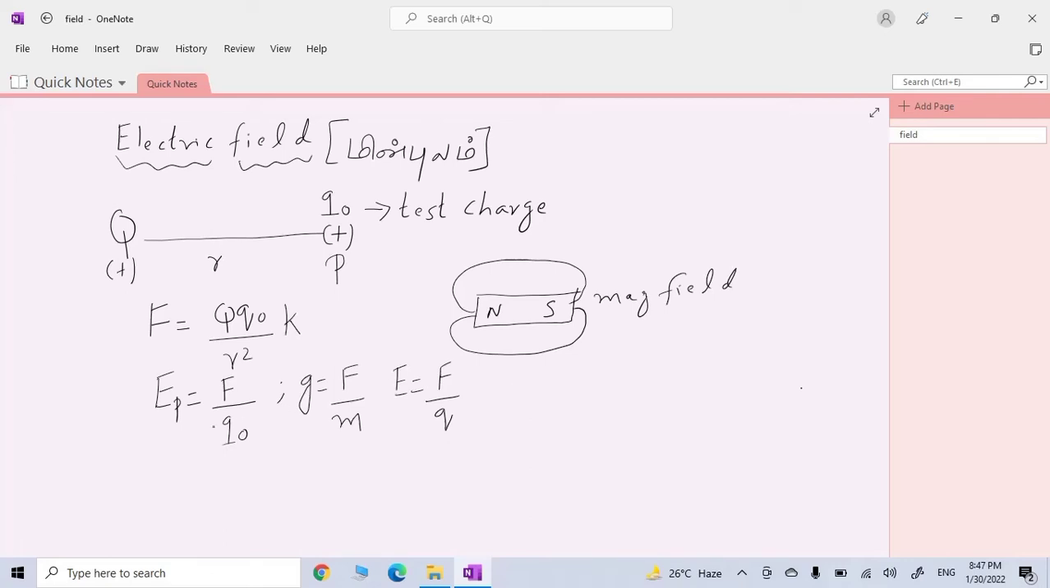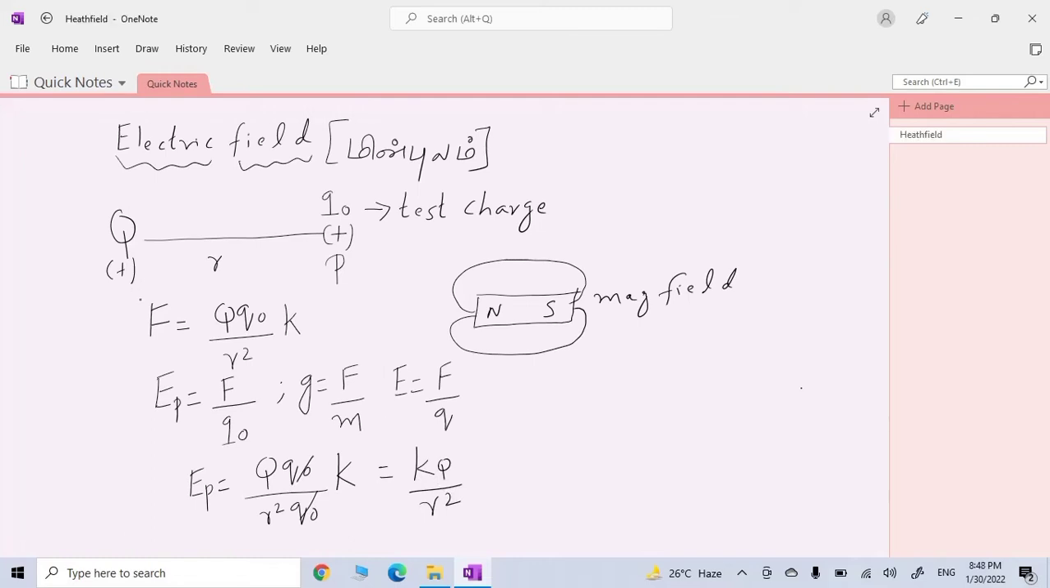Now let's play with these equations. Now let's calculate the electric field at P. So we already know the value for F. So F is given by k Q Q naught divided by r square, where k is the Coulomb's constant. So the Q naught vanishes and you will be getting kQ by r square.